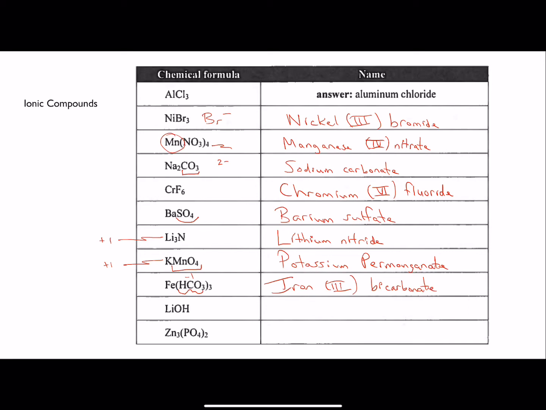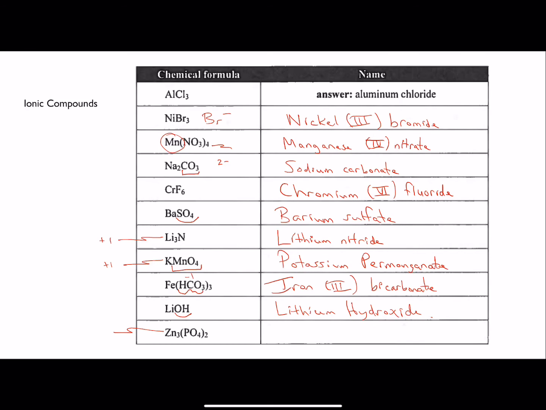The next one, we saw lithium in the lithium nitride. And again, lithium can only take on a +1 charge. So I guess this one is more a matter of memorizing this polyatomic ion, which is hydroxide. And hydroxide has a charge of -1. So this is lithium hydroxide.